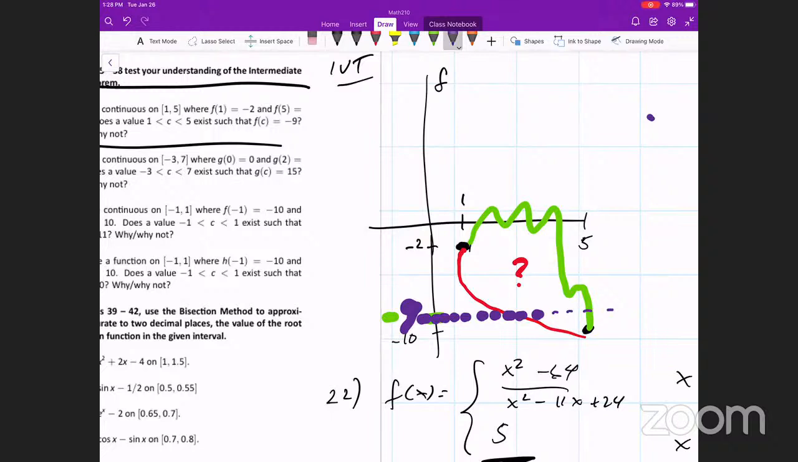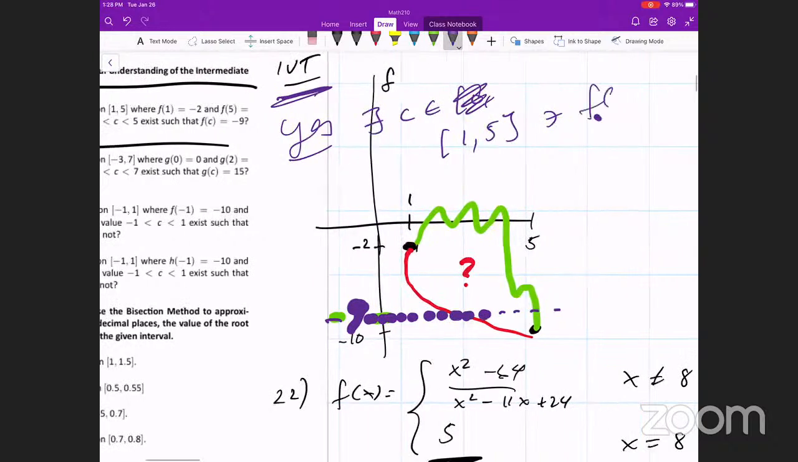Sure enough, no matter whether you're on the green line or on the red line, if it's a continuous function, it has to run across that purple line. Those green curves or the red curve have to cross over that purple line where f is equal to -9. So the answer is yes, by the intermediate value theorem. Yes, there exists a c in 1 to 5 such that f of c is equal to -9. That's the technical way to describe it.